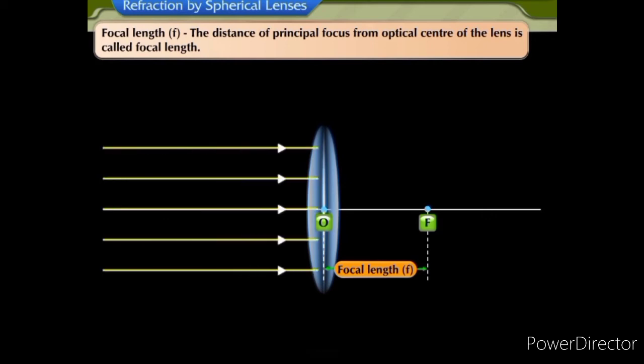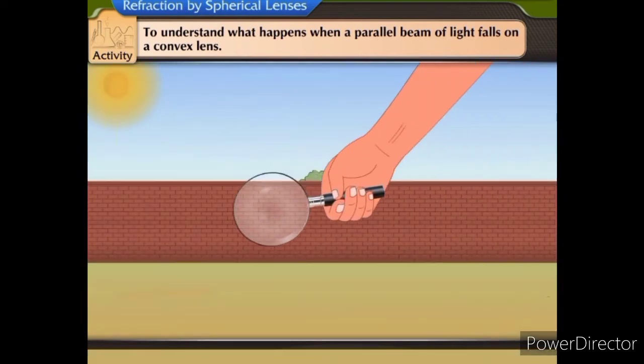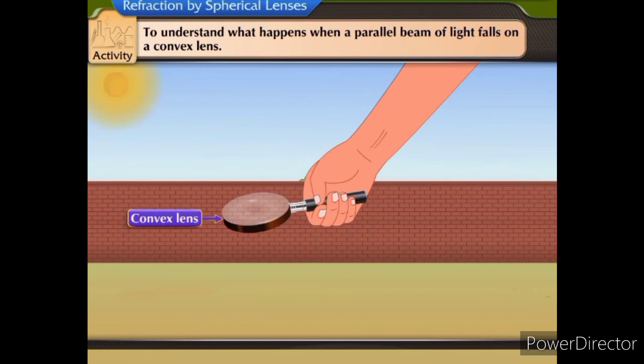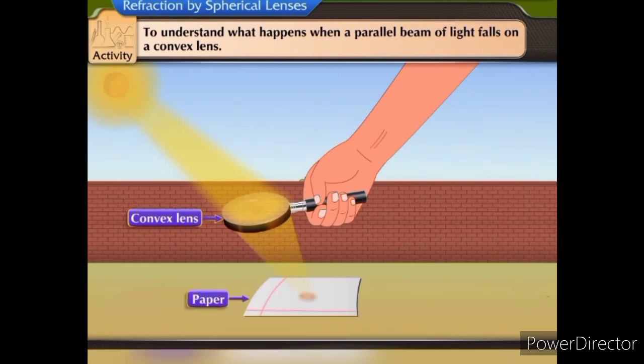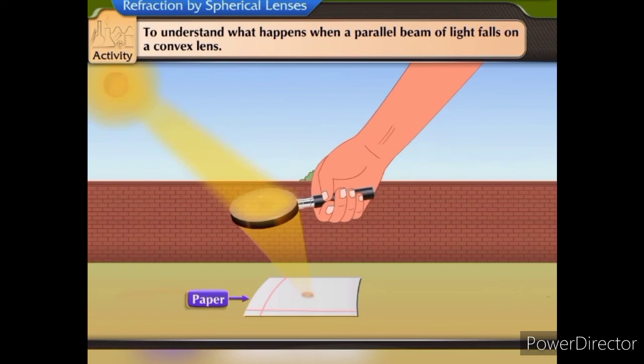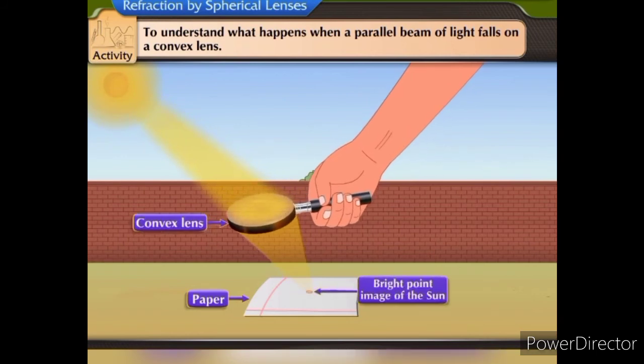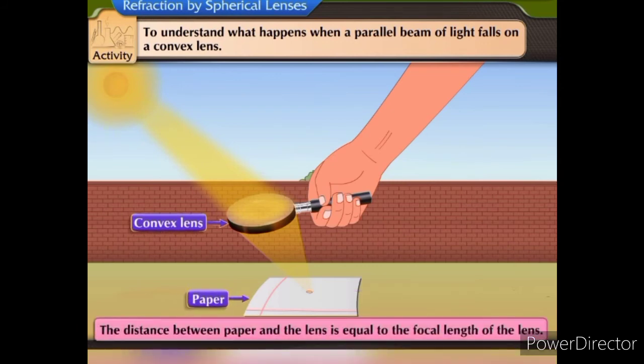What happens when parallel rays of light are incident on a lens? Let us understand this by performing an activity. Let us perform an activity to understand what happens when a parallel beam of light falls on a convex lens. Take a convex lens and hold it in such a way that one side faces the sun and the other side faces a piece of paper. Adjust the distance between the paper and the lens such that you get a sharp and bright point image of the sun on the paper. This distance between the paper and lens is equal to the focal length of the lens.